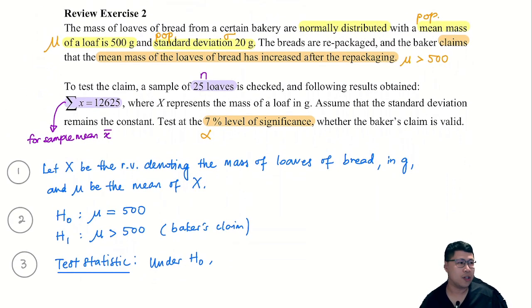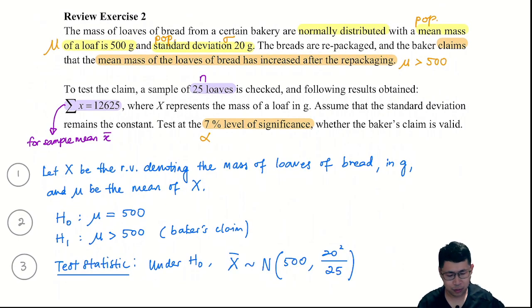Now because we are testing the sample mean, we need the distribution of X bar. So under H0, assuming that H0 is true, X bar from our sampling concept follows a normal distribution with the population mean 500, and the variance is 20 squared divided by the sample size of 25.